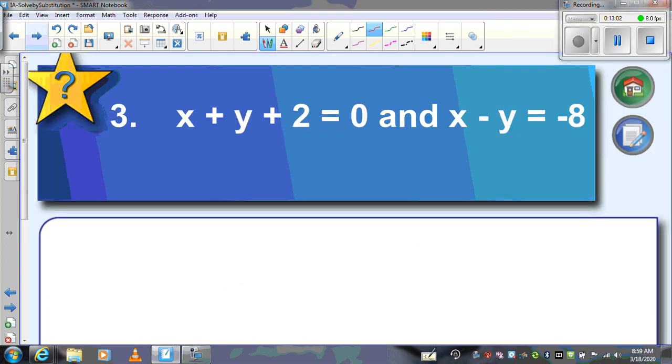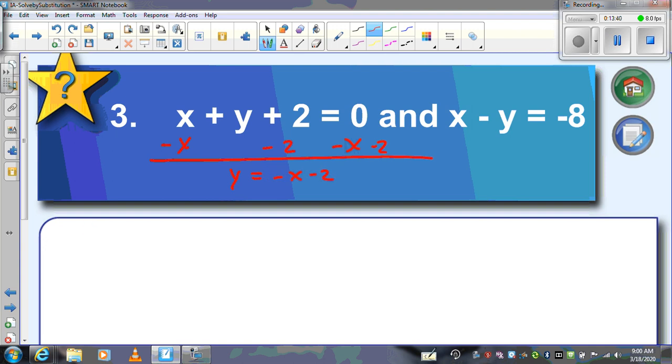Okay, let's do another one here. Let's try this one. We need one variable all by itself. Well, I think what I'd like to do is get my y by itself in this equation. And there's a reason that I want to do that. So I'm going to move the x and move the 2 over. So I end up with y is equal to negative x minus 2.